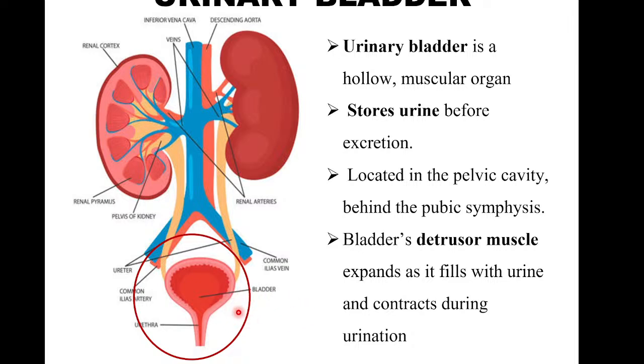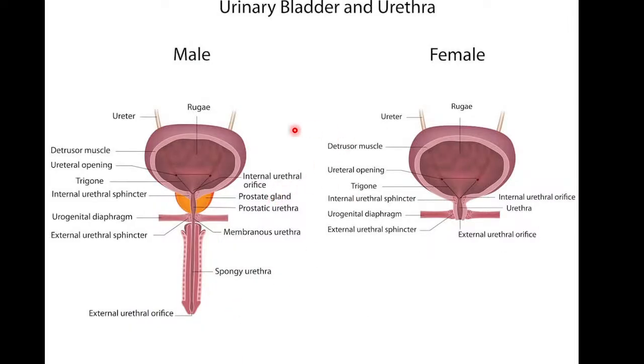So they have a property of contraction and relaxation. If you see the anatomical features of a bladder, you will find a trigone. This is a triangular area formed by the openings of two ureters and the urethra, and also you can find rugae, which are folds in the bladder wall that allow expansion. Similarly you will find the internal and external sphincters that control the release of urine. The internal sphincter is involuntary in nature, while the external sphincter is voluntary in nature.